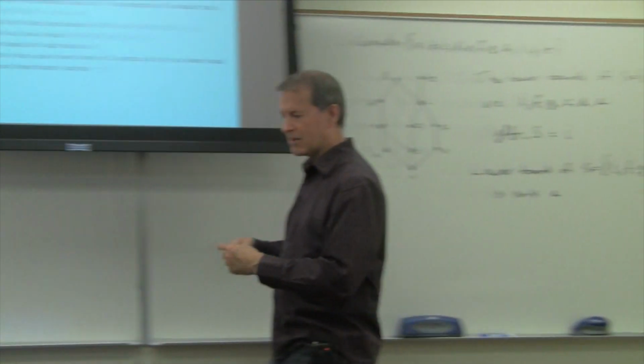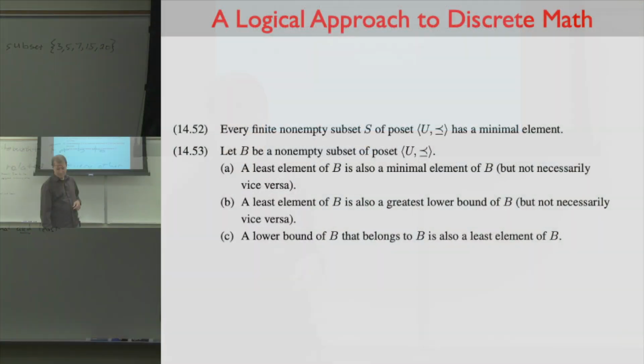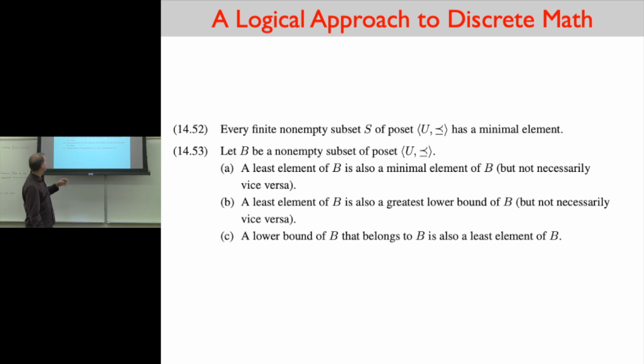Now I assume you can carry this over to the exact same thing. Here we have a theorem, 14.52: every finite non-empty subset has a minimal element. Not necessarily a least, but it does have a minimal. A least element is also a minimal element, but not necessarily vice versa. A least element is also a greatest lower bound of B, but not necessarily vice versa. And a lower bound of B that belongs to B is also a least element of B. If you think about that, it's true.